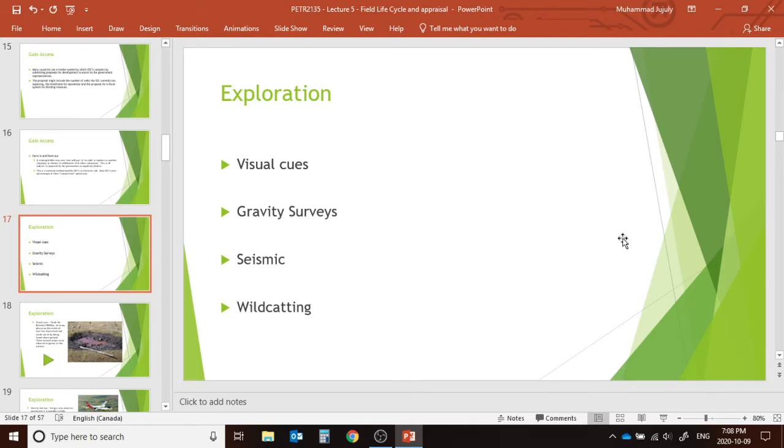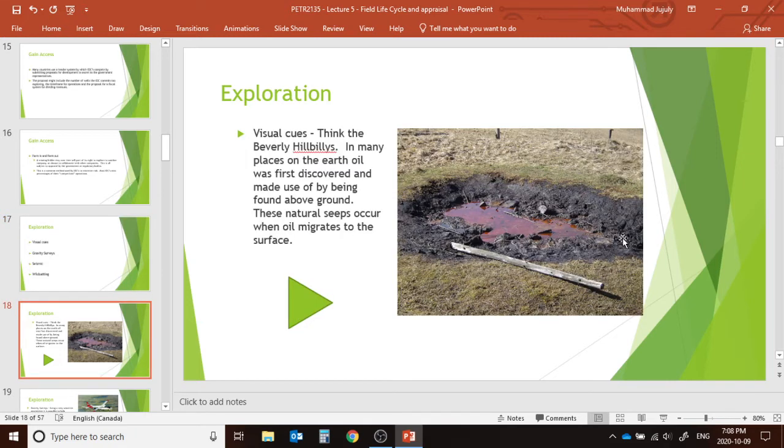Exploration, we have explained a lot about the explorations in the previous chapters, right? So the first stage could be the visual cues, or looking at the seeps, and then we do the preliminary surveys, like a gravity survey, for instance, or electric survey, and then we go for more in-depth, like a seismic survey or 3D seismic survey. And then we can actually go for the wildcatting. That means hit or miss types, right? So this is visual cues.